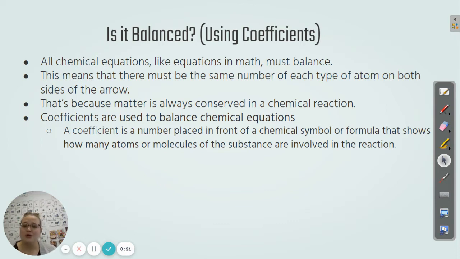So in a balanced chemical equation, that means that we have to have the same number of each type of atom on both sides of your arrow. Again, this is because matter is always conserved in a chemical reaction. We're going to use coefficients to balance chemical equations. When we balance, we can only add coefficients. We can't change subscripts. We can't change anything else.